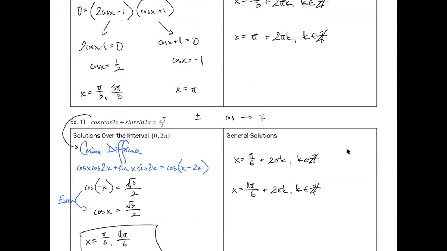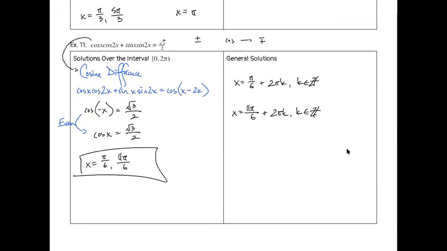All right. Second flavor is there might be one that asks you to use the cosine sum or difference formulas, right? So we want to know those, and we want to be able to match those accurately.